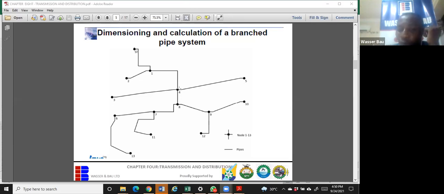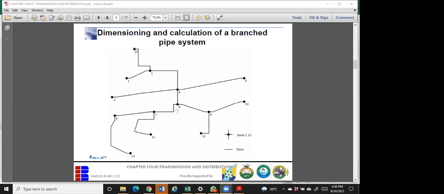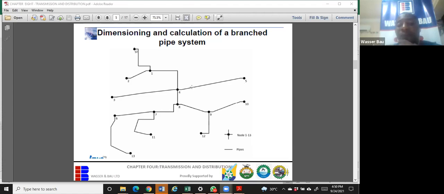Next, we're going to do node 4. Before we do node 4, we need to find the value for node 5 and node 3. We already have node 8, am I right? We already have node 8. So we're now looking for node 5 and node 3.